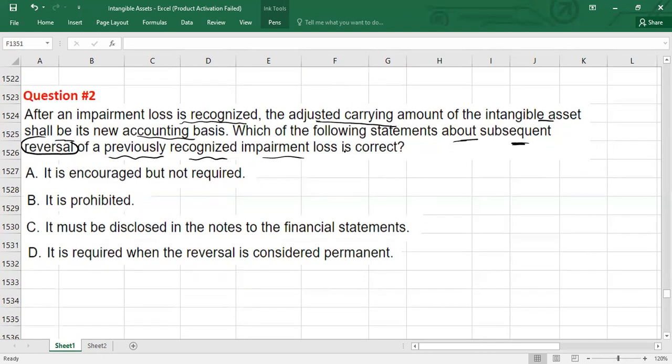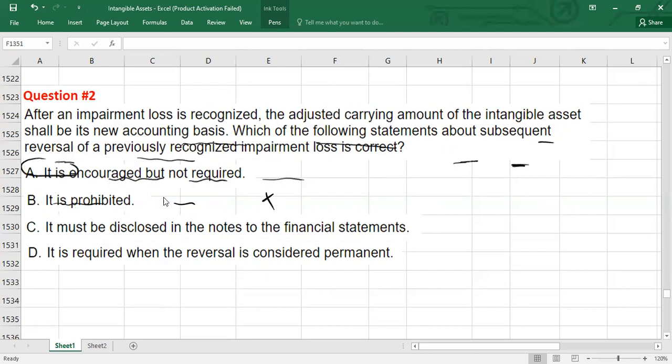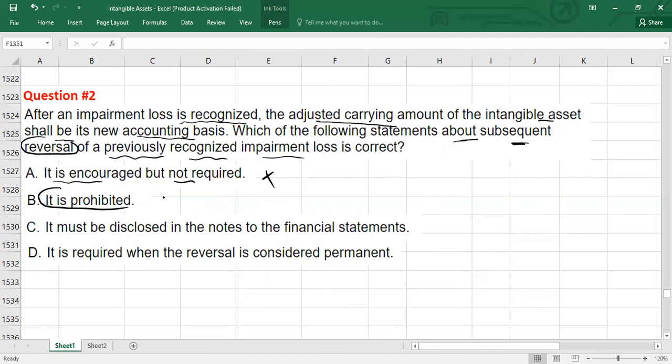Guys, simply if you have recorded any impairment loss in the past years, in previous years, you are not allowed to reverse it. So reversal is not allowed under US GAAP at all. Okay, so it means it is encouraged but not required? No, it is strictly prohibited. So it's prohibited, you can't reverse it. So option B is correct. C is they're telling you it must be disclosed. No, when you cannot reverse it, so why disclose? So it is required when reversal is considered permanent? No, it's not like that. So reversal is not allowed at all. Okay, this is why option B is correct.